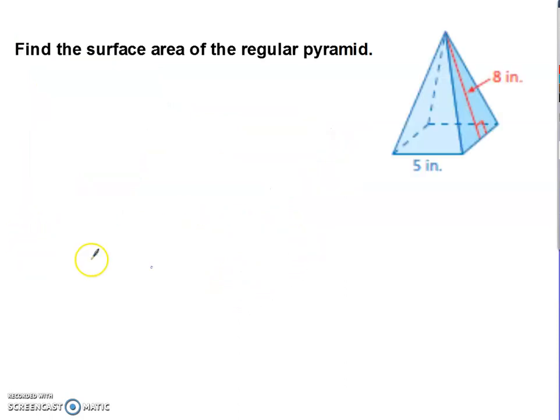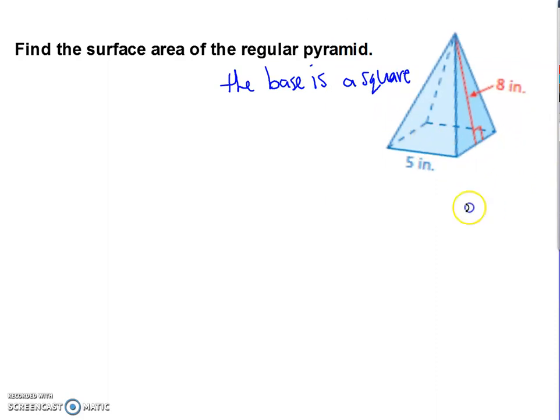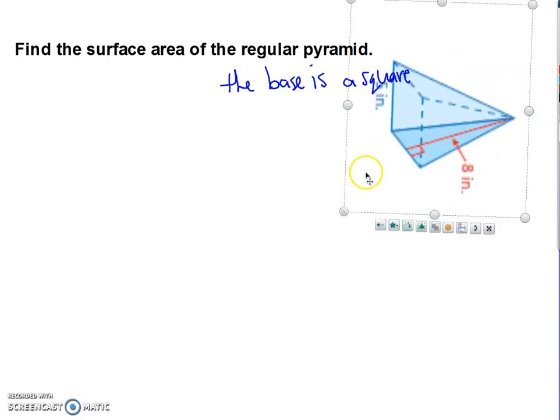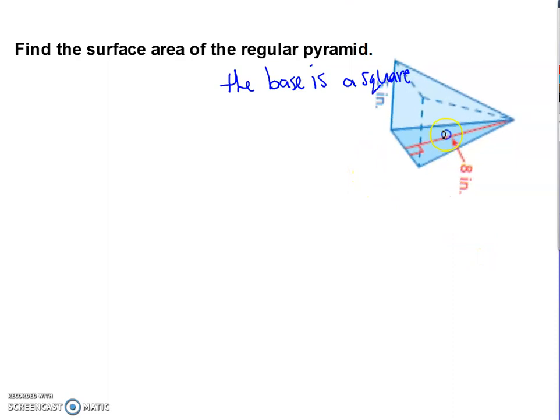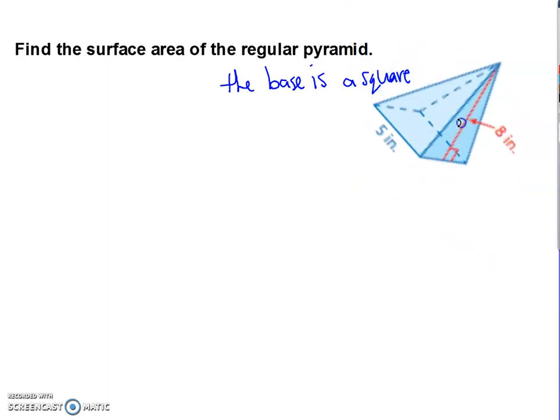Let's try one. Here's a pyramid. It's a square pyramid. The base is a square. Now, most often you're going to see the pyramids that sit on their base, right? It sits down on its base. But honestly, if I were to turn this any other direction, it's still a square pyramid. Its orientation does not matter.